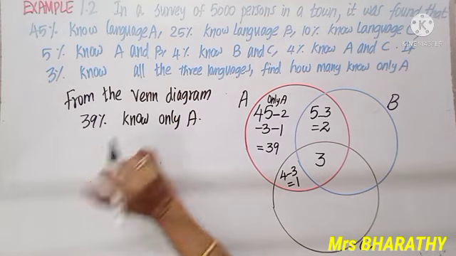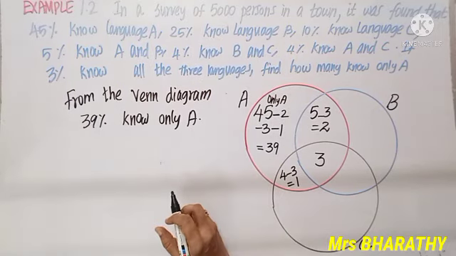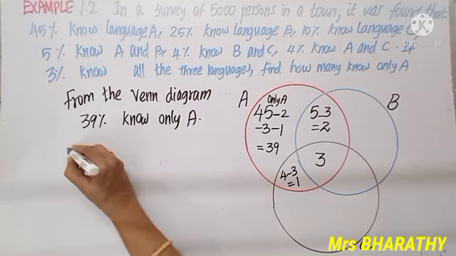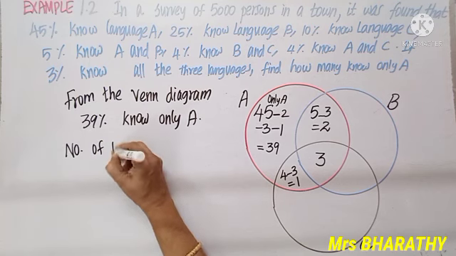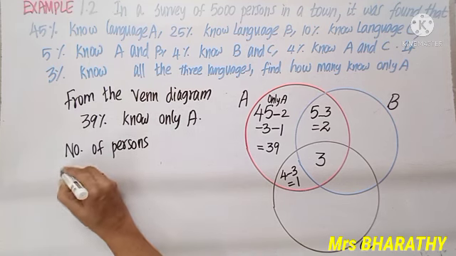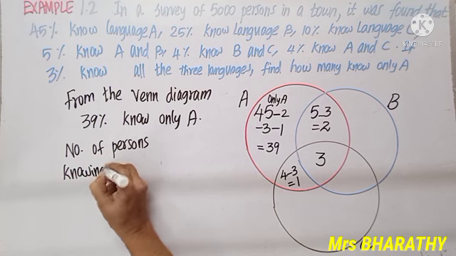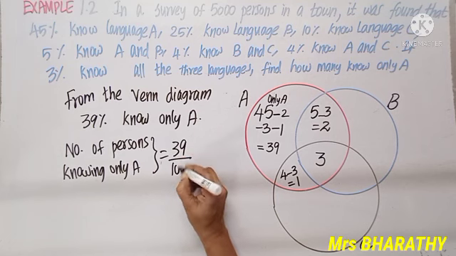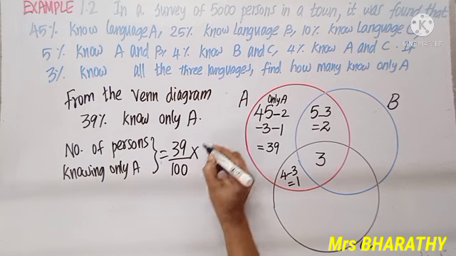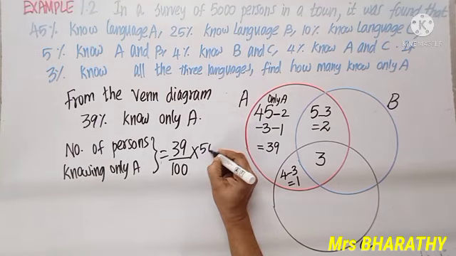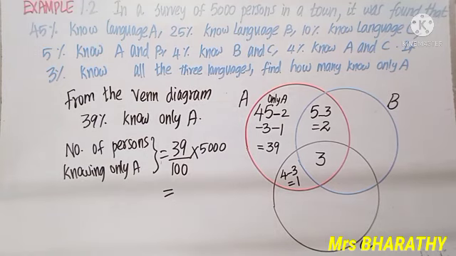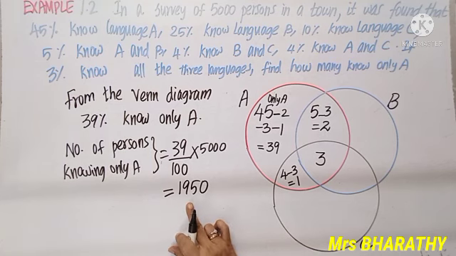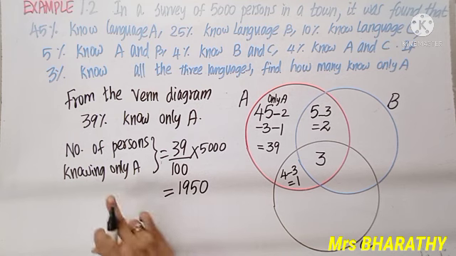It is mentioned 5,000 persons in a town. So, how many persons? How to calculate? Number of persons knowing only A will be 39% tells me 39 by 100 of the total, that is 5,000. As I multiply, I get 1,950. So 1,950 persons know the language A alone.